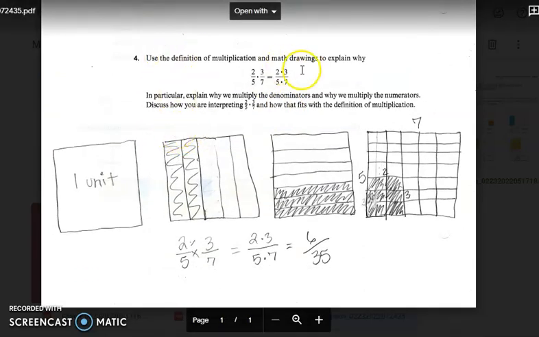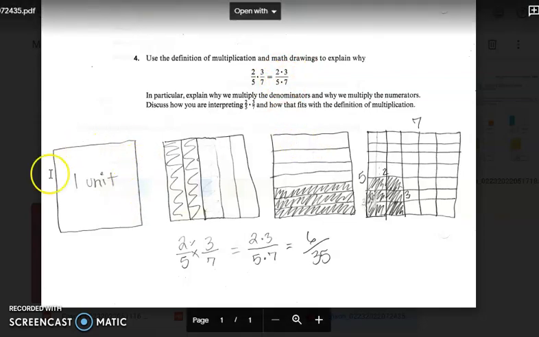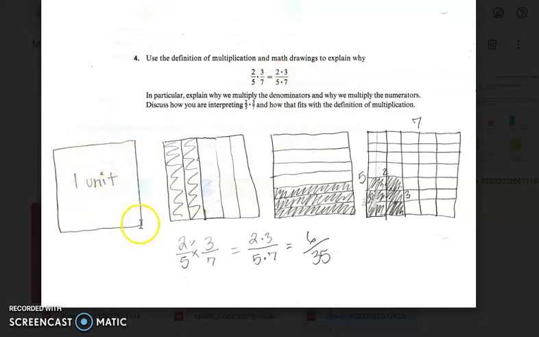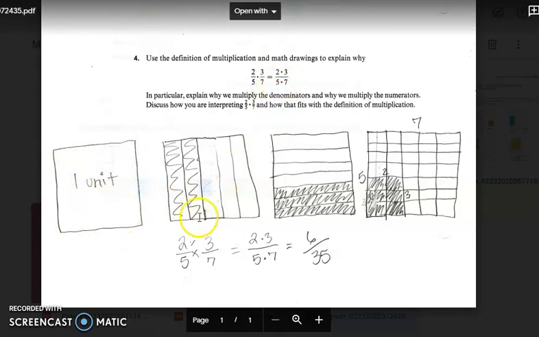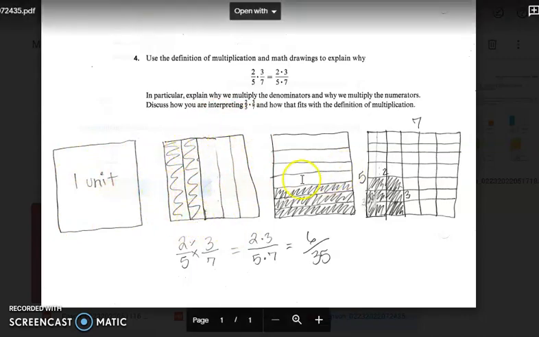So it says to use the definition of multiplication and math drawings to explain why 2/5 times 3/7 equals 2 times 3 over 5 times 7. So again, here we're taking from a whole unit. So our denominator will become what that unit is made of. Here we have our 2/5 in rows and columns. And then here I have our 3/7 in rows.